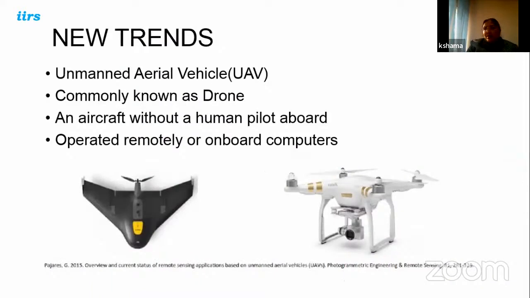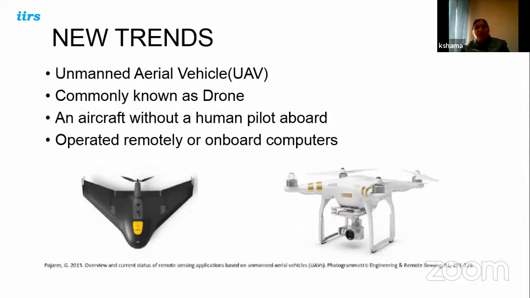Now, if you talk about some new trends, there is the unmanned aerial vehicle, UAV, which is commonly known as a drone. This is also coming up as a new technology. Like I have told you, we can go up to very detailed maps, but with this UAV data, we can go up to even 500 scale or 300 scale maps.